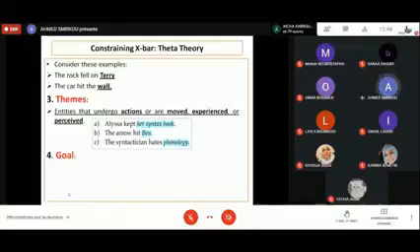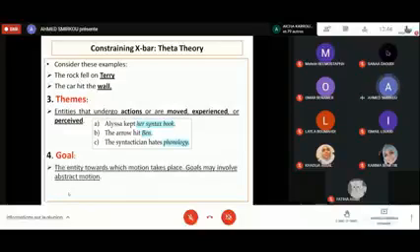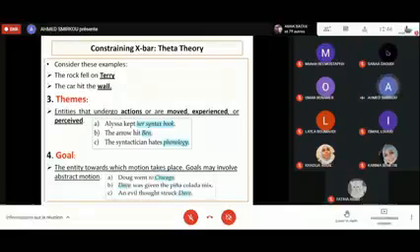Number 4, the goal. The goal is very clear: the entity towards which motion takes place. Goals may involve abstract motion as well. Example, Doug went to Chicago. Chicago is the place, is the goal. I think in semantics we are calling it place. Here we call it goal, to Chicago. Dave was given the senior to learn next. So Dave is the goal. Dave was given. This is the goal. The entity towards which motion or action takes place.